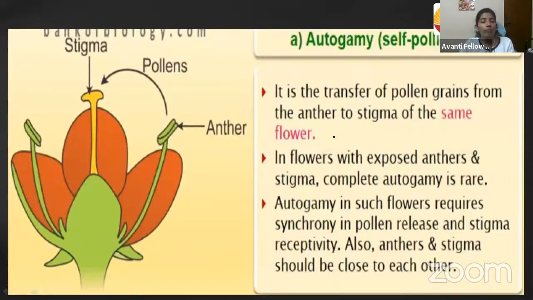So, to avoid cross-pollination in the autogamy flowers or the self-pollinated flowers, there is a synchronization between pollen release and stigma receptivity, which means both things happen at the same time. And to transfer the pollen grain very easily, the anther and stigma are close together. That's it. Understand, Jagan, Monisha?